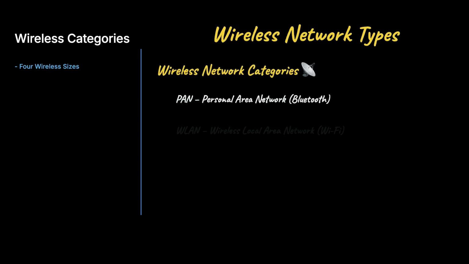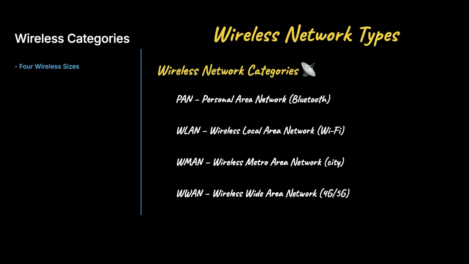Now let us explore the wireless network categories. These mirror the wired sizes we learned earlier, but with one extra level added at the very small end for personal devices. There are 4 to know: the personal area network, the wireless local area network, the wireless metropolitan area network, and the wireless wide area network.